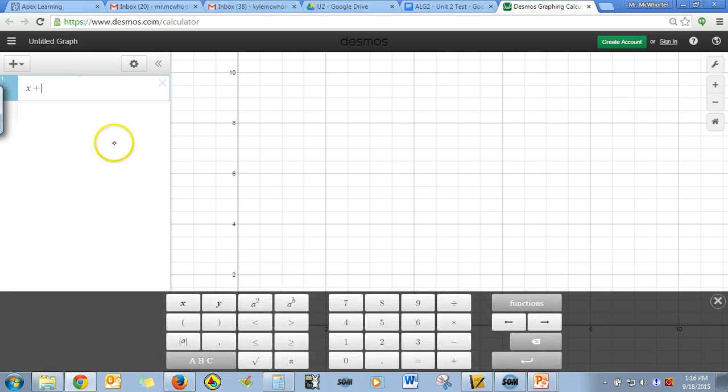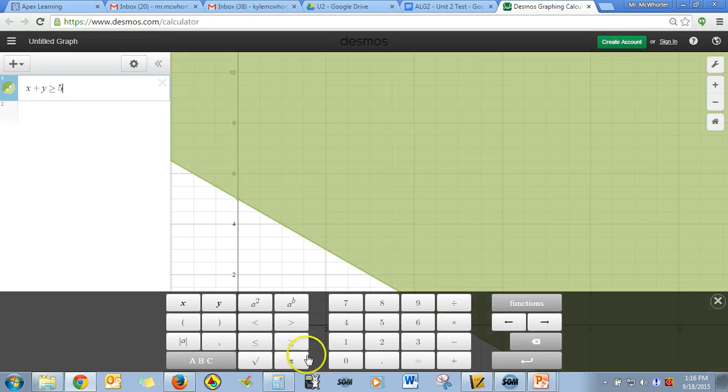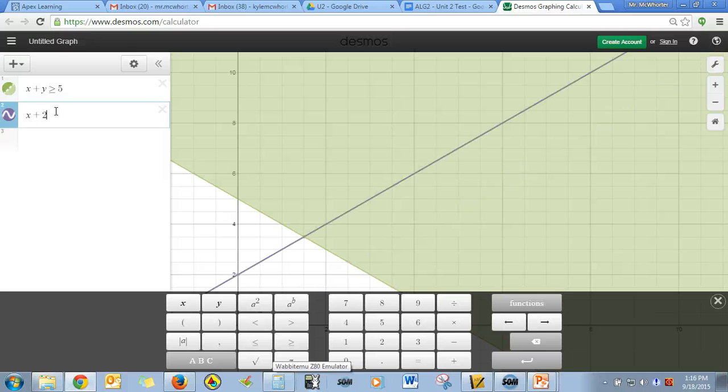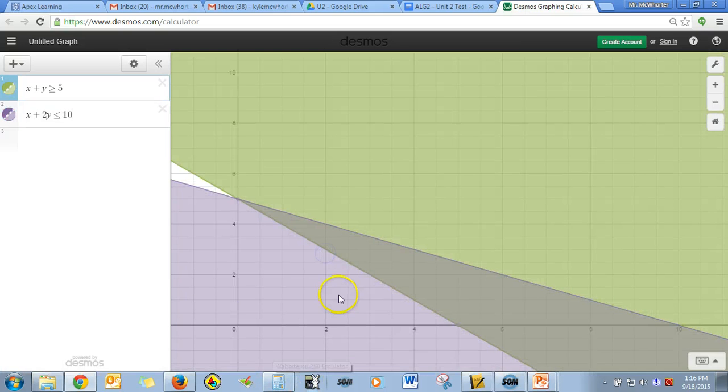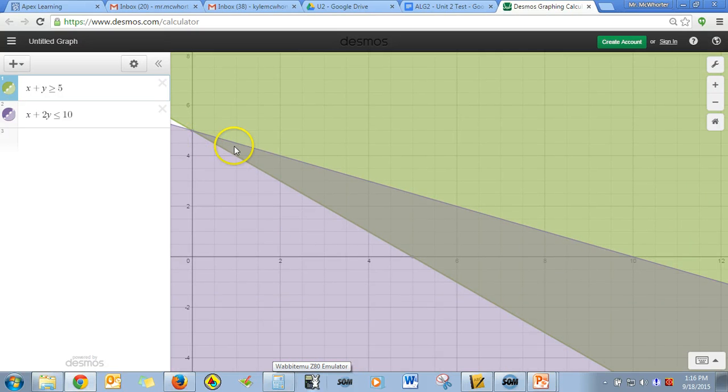We need x plus y to be greater than or equal to 5, and we want x plus 2y to be less than or equal to 10. Alright, now let's take a look at this region here. We got this triangle that tells us where our possible solutions are. But x and y are toppings, and you can't get 1.5 toppings, so these all have to be integer values.